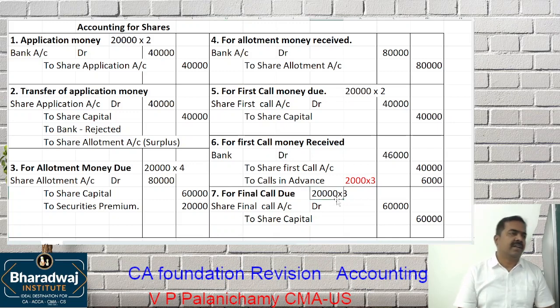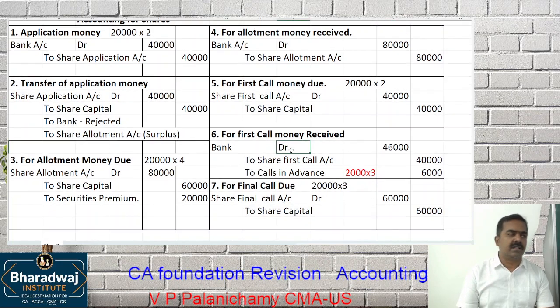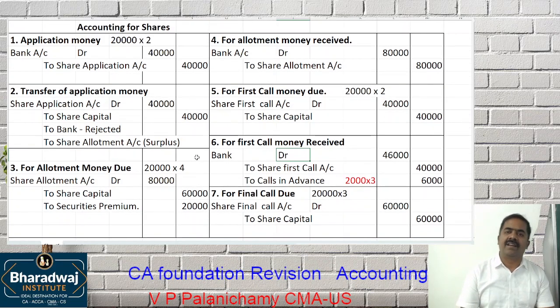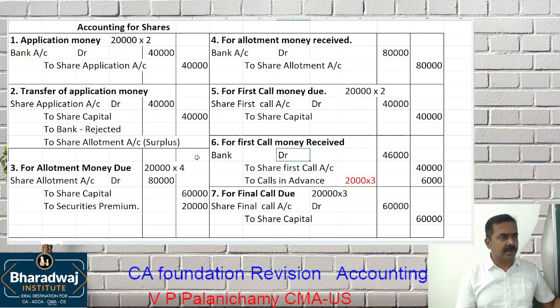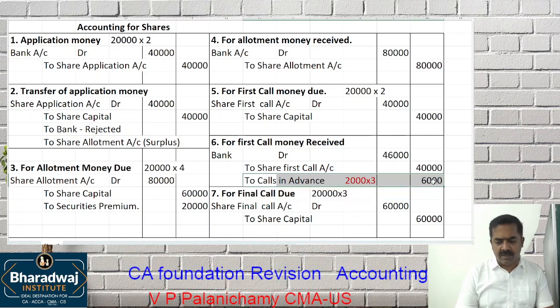What is the next one? We have to receive the final call. For that, we have to pass an entry. Then interest on calls in advance has to be paid. Interest on calls in arrear has to be collected. So for that, you have to pass the entry. Try it. Up to this, any doubt? Any doubt in this calls in advance?